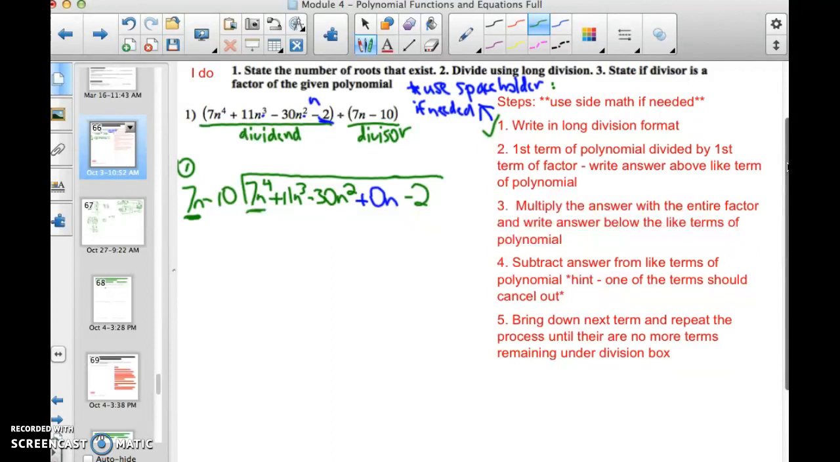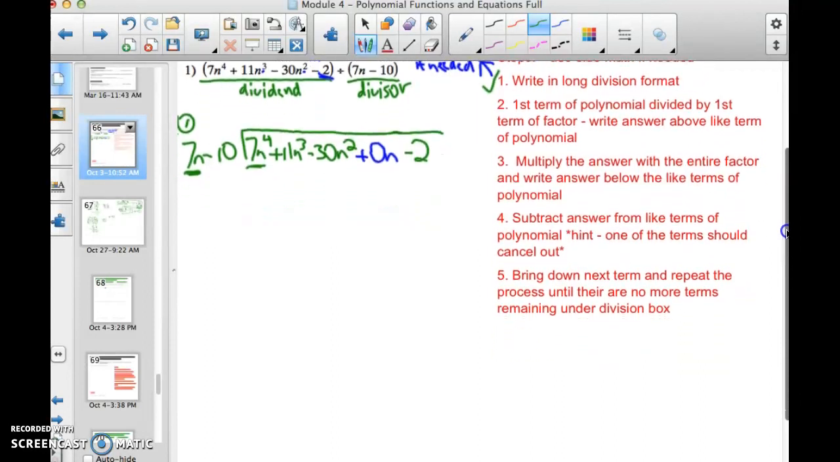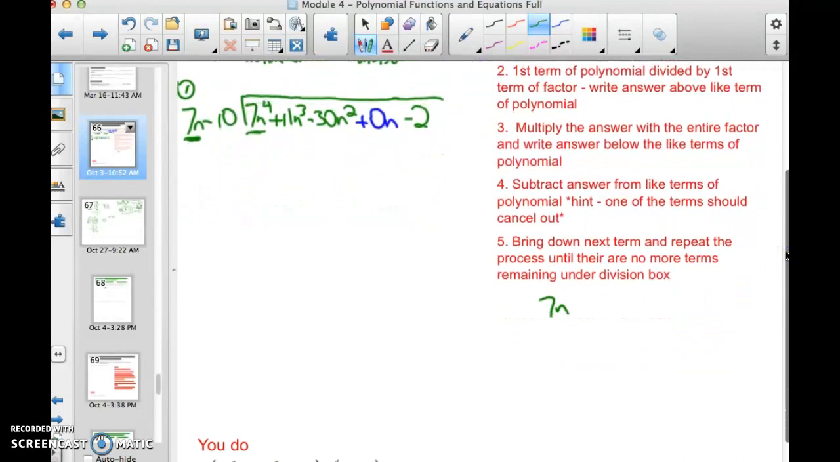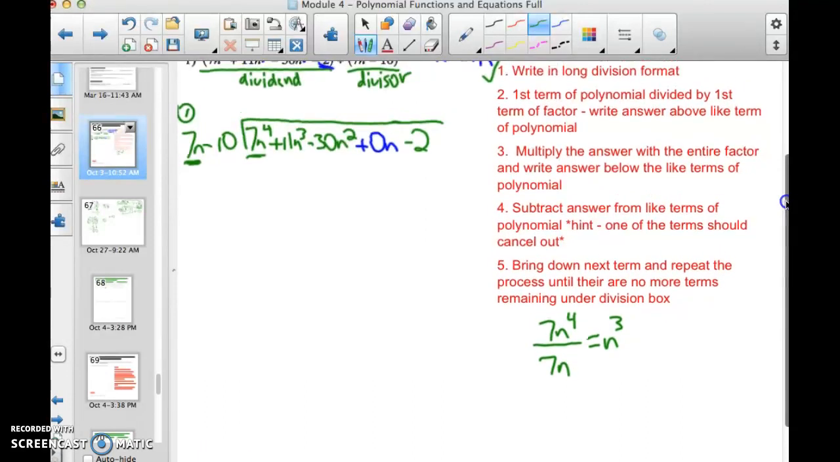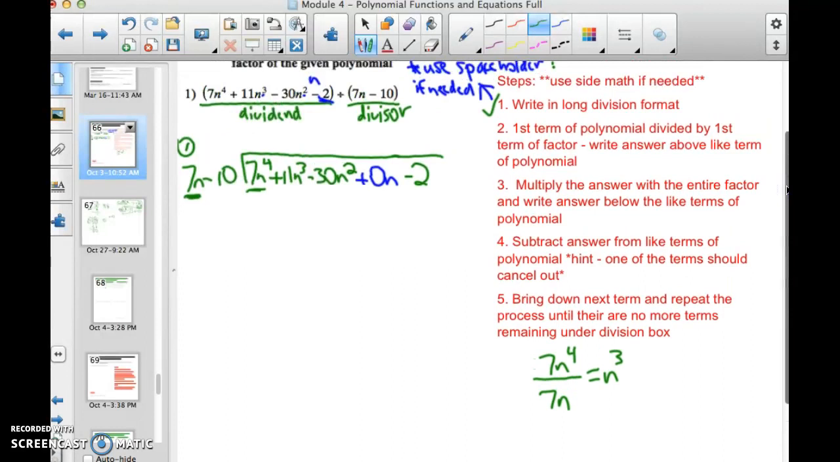So I can do side math. I did not leave myself a lot of room to do side math, but if I do 7n to the 4th divided by 7n, that gives me an answer of 7 divided by 7 is 1, and then n to the 4th divided by n is n cubed. Alright, we've worked with division before, so hopefully that is review for you. My answer goes above the like term right here. The n cubed goes above that like term, up above the box, alright? At that point, I am done with step 2. I wrote my answer above the like term of the polynomial.